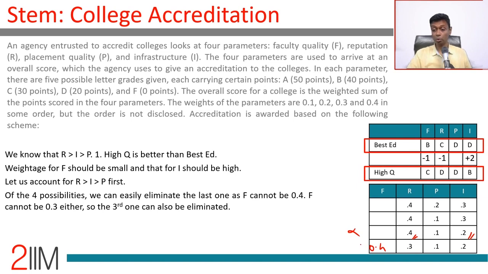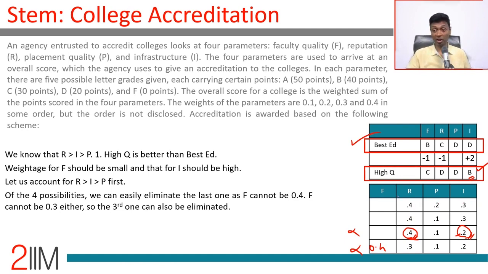Then this negative is too high. This doesn't work. R will get us a positive. I will get us an offset. The impact of R will be for best ed. Impact on I will be for high Q. Even though it is plus 2 times, this is 0.4, that is 0.2. This will offset this. And then we still have an F remaining. And so this doesn't work, this doesn't work. And so it is one of these two, where R has to be 0.4 and I has to be 0.3. P could be 0.2 or 0.1.